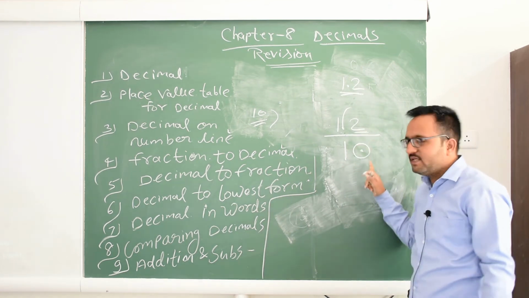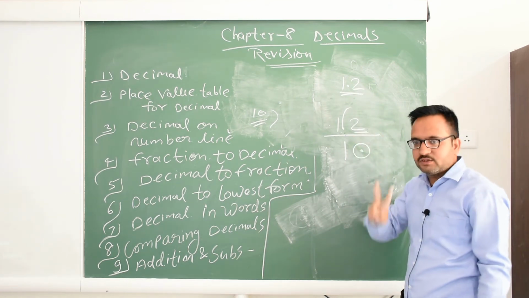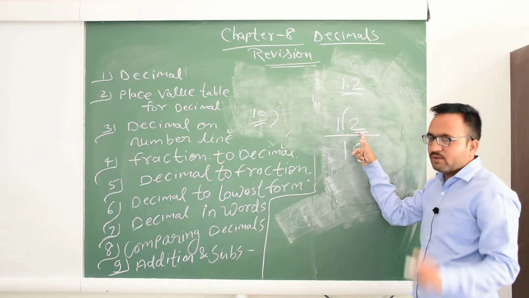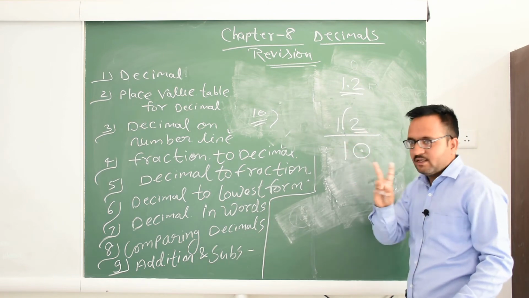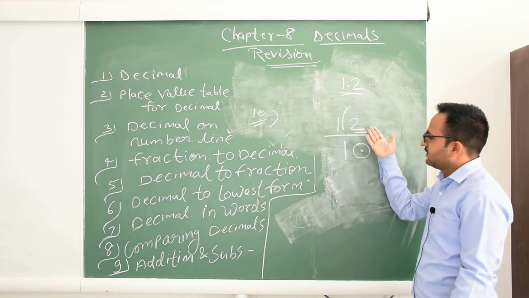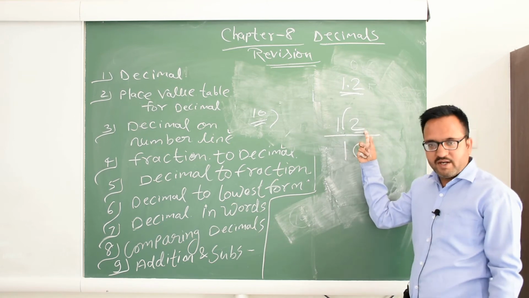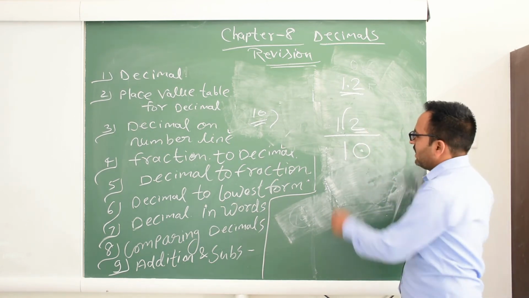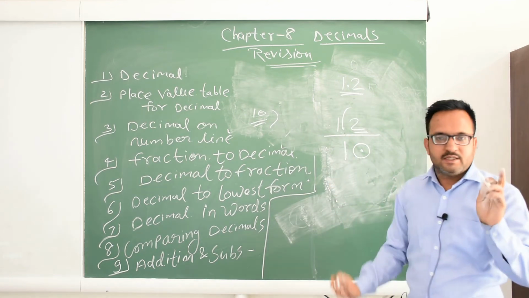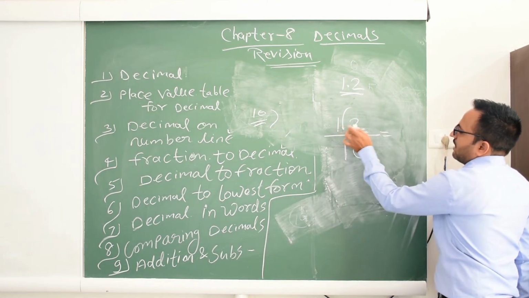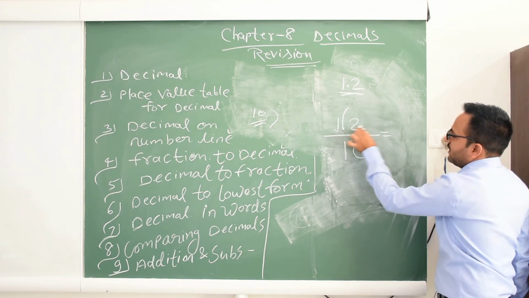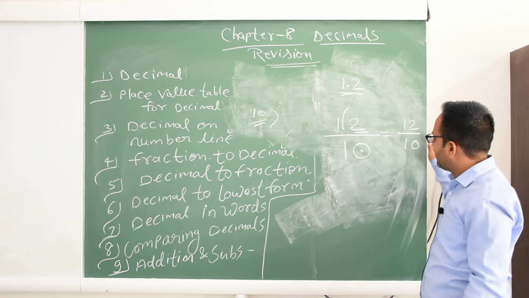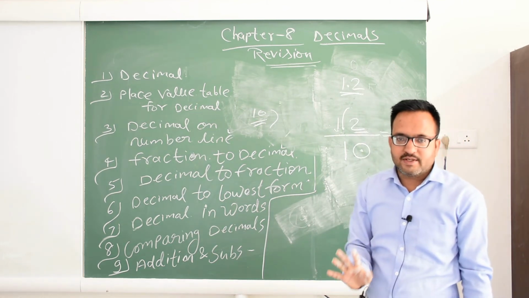1 digit means one 0, 2 digits means two 0s, 3 digits means three 0s. In case we have 2 digits after the decimal, we mention 2 zeros. But in this case we have only 1 digit, so we mention only one 0 in the denominator, and we use 1 instead of the decimal. So after removing the decimal we have 1 and 2, that means 12 upon 10. 12 upon 10 is your answer.